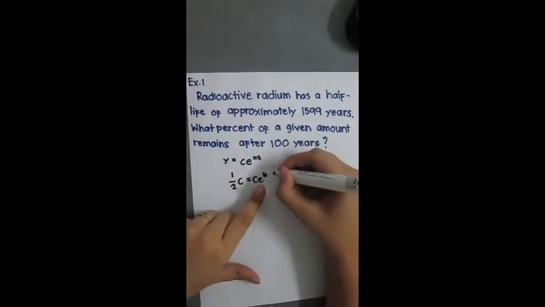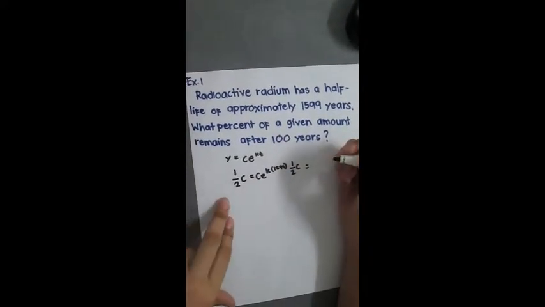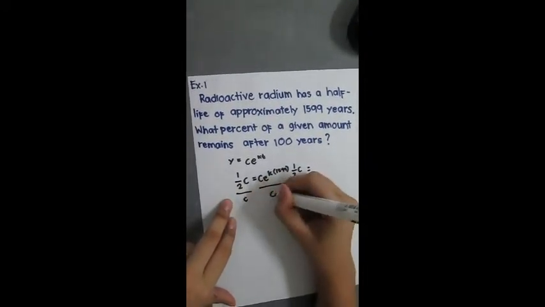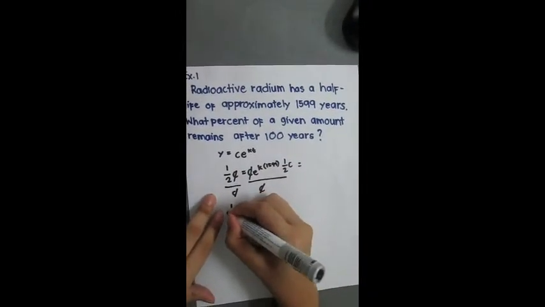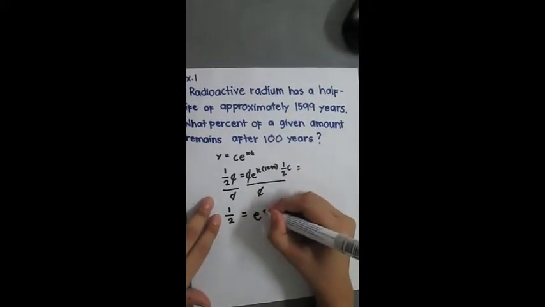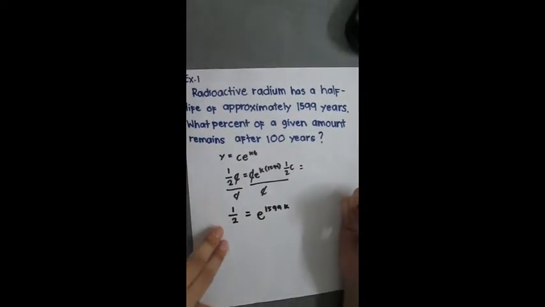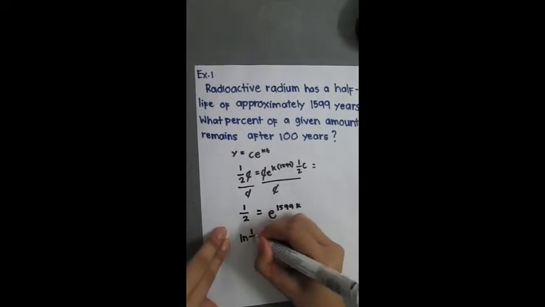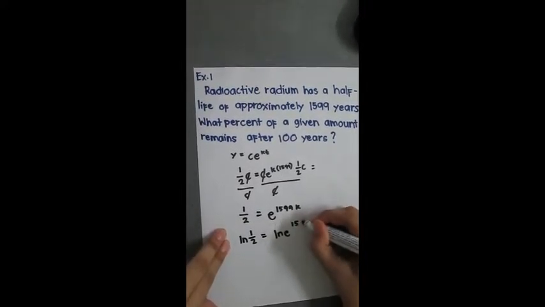T is given, which is 1,599 years. We will divide it by c. One half is equal to the remaining part, e raised to 1,599k. And by exponentiation, we will have ln of 1/2 is equal to ln e raised to 1,599k.